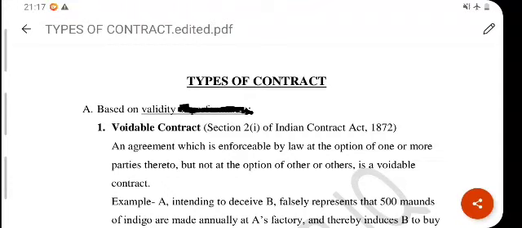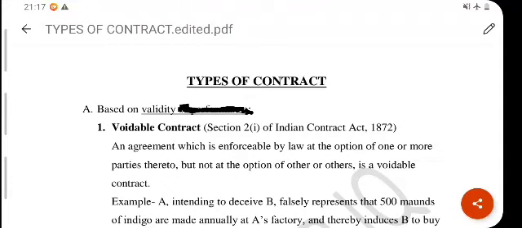I have also posted certain questions at the end of this video in order to make you revise the topics which we have discussed till now. Now we will discuss the types of contract in detail.